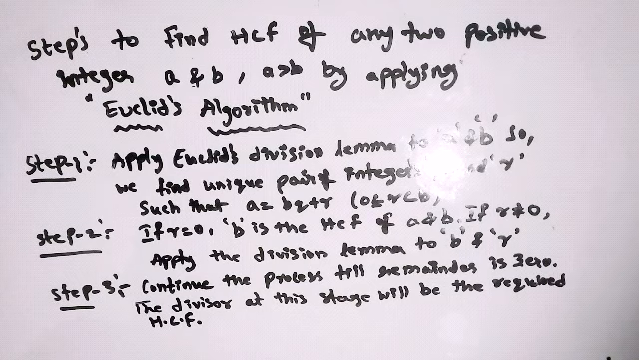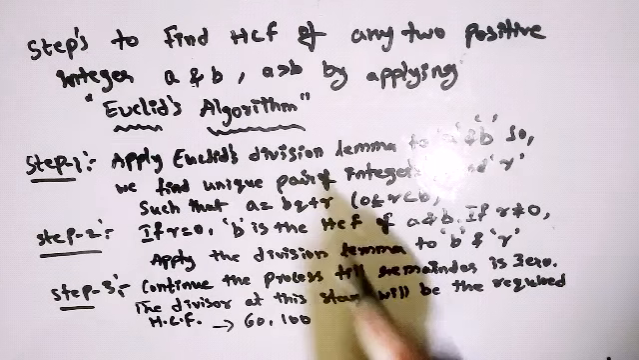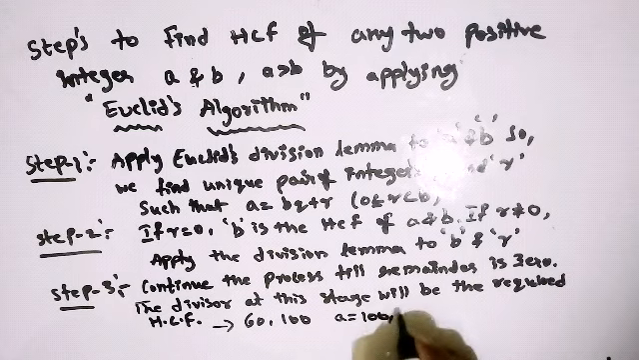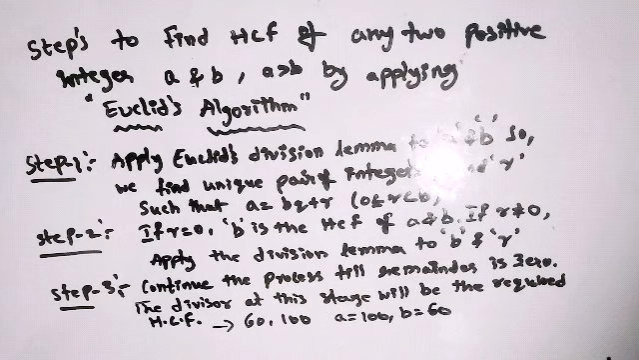Suppose we have two positive integers, say 60 and 100. Let me take one example. We have to take a greater than b, that means the bigger value we take as a. So here I'm choosing a as 100 and b equals 60. Then under step 1 we apply Euclid's division lemma to a and b.